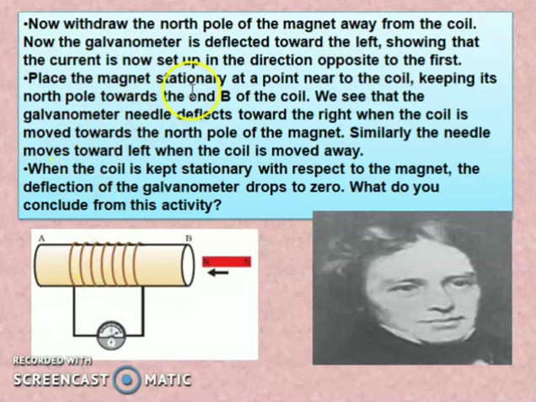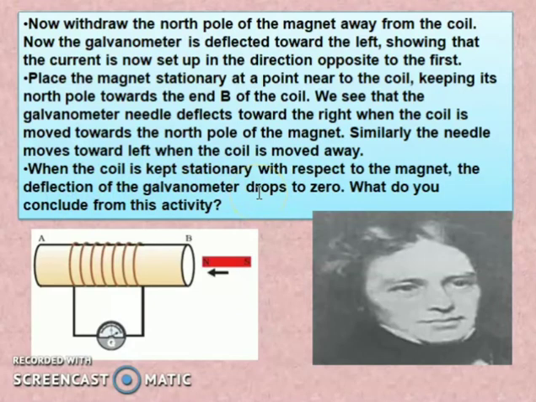Now place the magnet stationary near the coil, keeping its north pole towards the end B of the coil. We see that the galvanometer needle deflects towards the right when the north pole of the magnet is moved towards the coil. Similarly, the needle moves towards the left when the magnet is moved away. When the coil is kept stationary with respect to the magnet, the deflection of the galvanometer drops to zero.